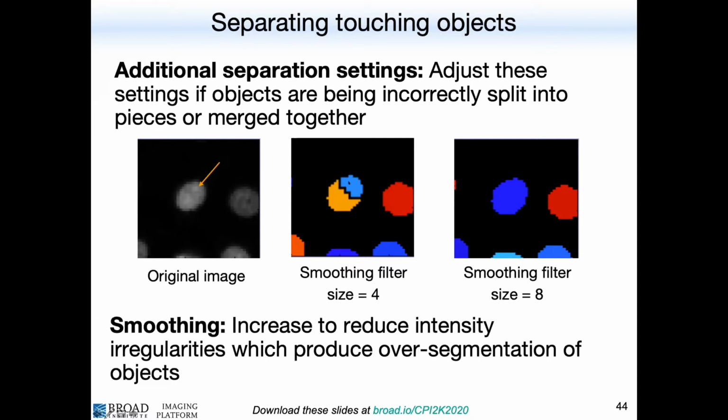So we don't end up having these two separated nuclei when we know they are only one. If I set the smoothing filter size to 4, it's not smooth enough, so it would separate those. But if I increase the size and make it 8, it would detect this whole nucleus as one.